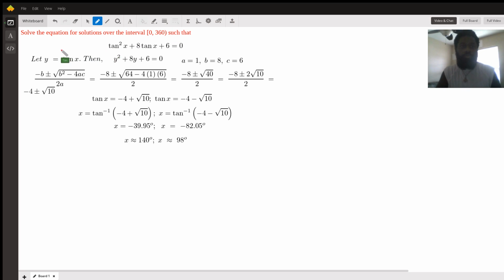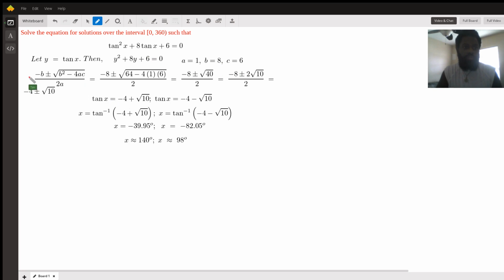First, what we're going to do is set y equal to tangent x to create the polynomial y squared plus 8y plus 6 equals 0. We have to see if we can factor this somehow. We see that we cannot factor it with the usual factoring method, so we have to use the quadratic formula. Let a equal 1, b equal 8, and c equal 6.